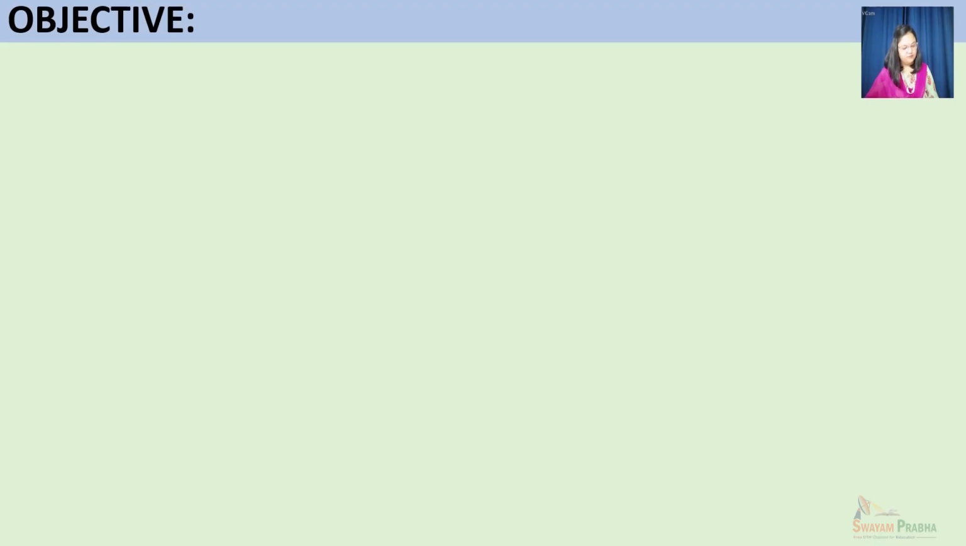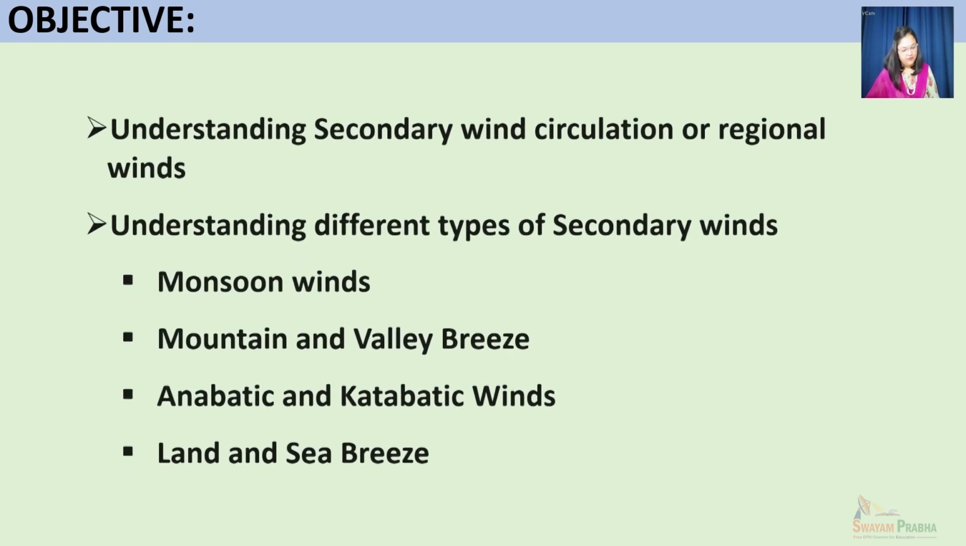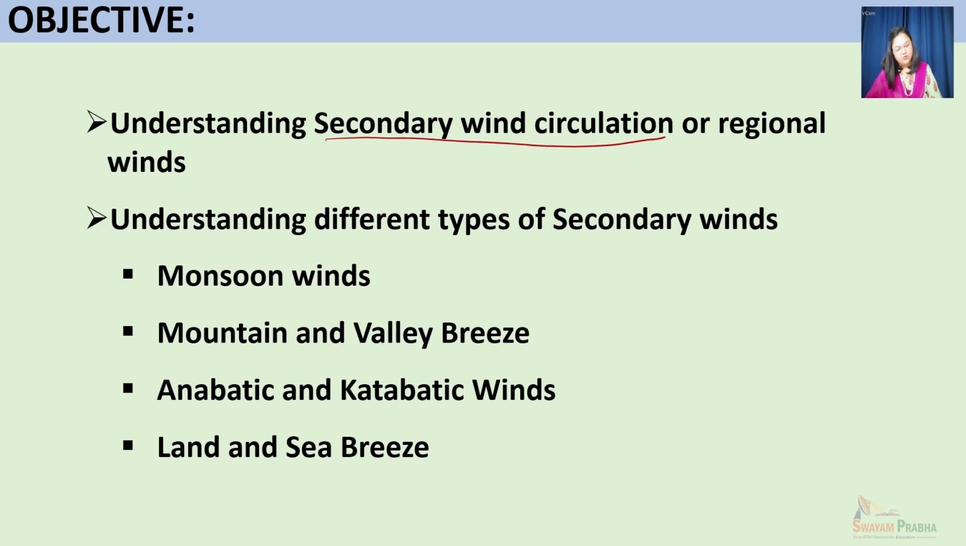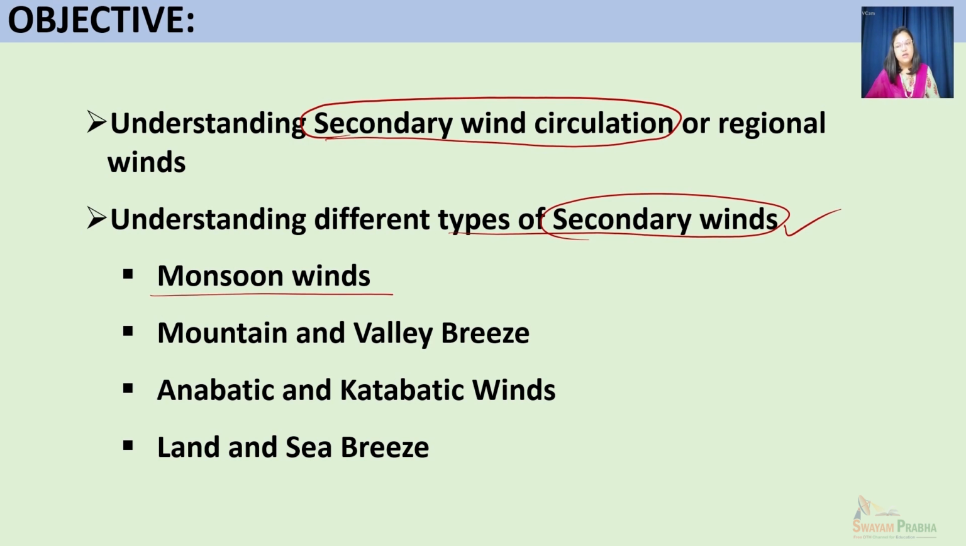So let's begin. The main objective of this particular video is to understand the secondary wind circulation. What are the main characteristics of secondary wind circulation? How is secondary wind circulation different from planetary wind and tertiary wind circulation? Then we will be discussing the different types of secondary wind circulation which exist in different regions of the world. So prominently we'll be discussing the monsoon winds, mountain and valley breeze systems, anabatic and katabatic wind systems, and land and sea breeze. So this is all we are going to cover as part of secondary wind circulation.